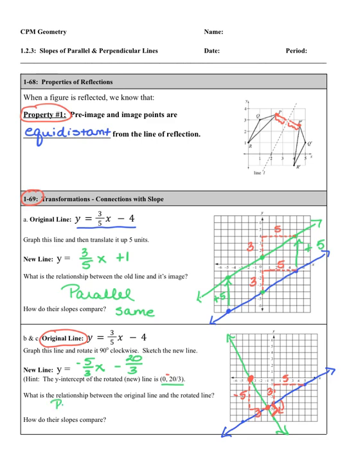Okay, so what is the relationship between the original line and the rotated line? These are going to be perpendicular. And how do their slopes compare? They are opposite signs, and they are reciprocals. My old line had a slope of positive 3/5. My new line has a slope of negative 5/3. Reciprocal means we flip the fraction.